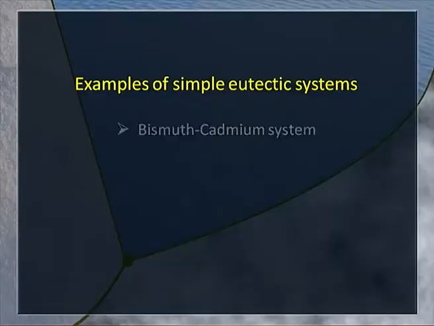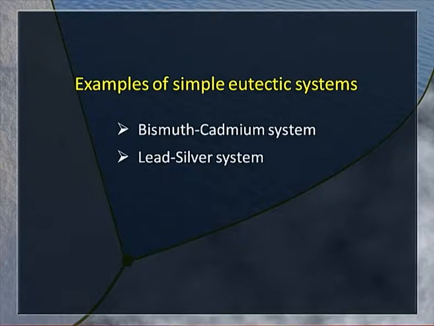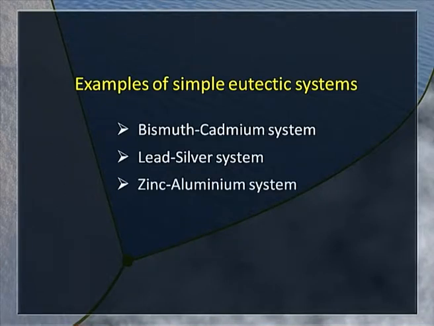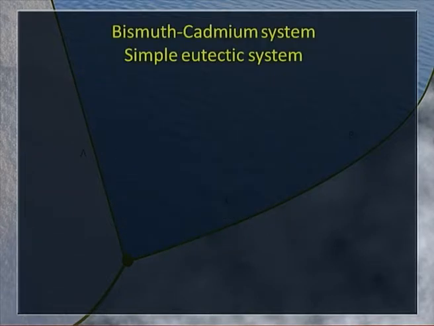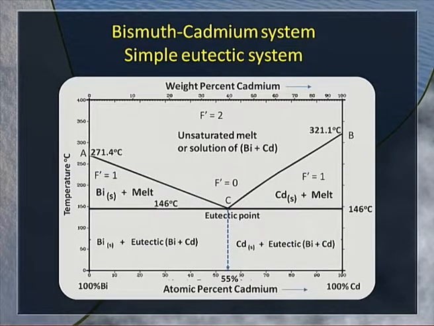Let me take up the examples of simple eutectic systems: the bismuth cadmium system, lead silver system, zinc aluminum system, copper silver system, tin zinc system. We start with the bismuth cadmium system. The phase diagram of this system is given here. It looks very familiar to you because you have seen the general behavior of simple eutectic systems. You can recognize the curves.